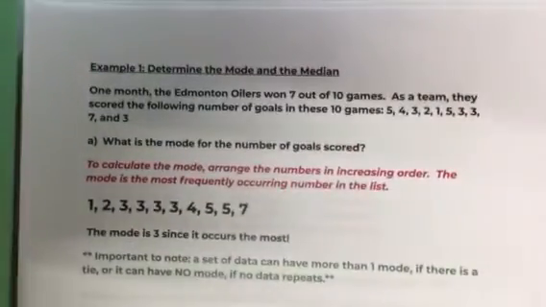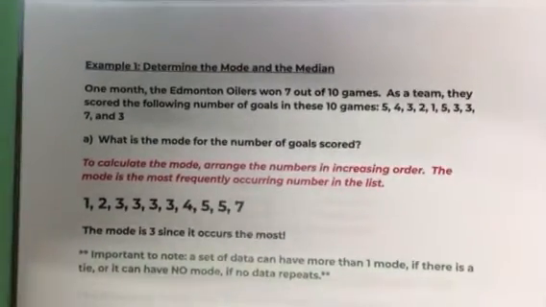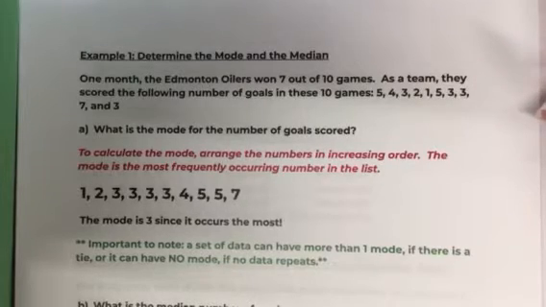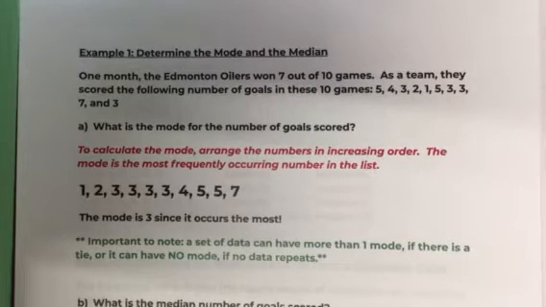Okay, so I'm going to go through a few of these examples, and then hopefully the work that I've shown is going to make some more sense. So we have the Oilers. They won 7 out of 10 games. As a team, they scored the following number of goals in those 10 games. So these were the number of goals that they got. So what is the mode for the number of goals scored?